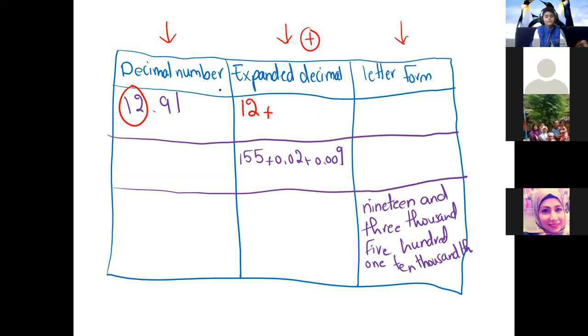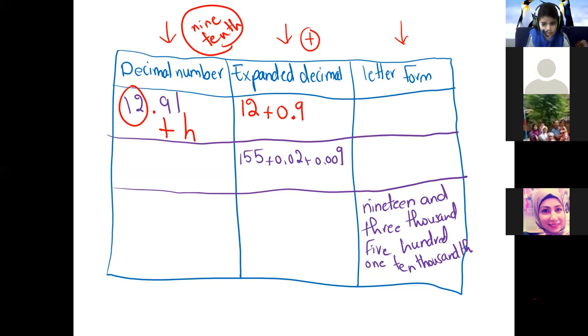0.9. Wait a minute. What is the place value of 9 here? The first digit in the decimal part. 10. Second one, 100. Okay. 9 is the 10th digit. So 9 tenths. How do we write 9 tenths as a decimal number? 0.9. 9 is the 10th digit, so it comes directly after the point. Then plus 0.01.